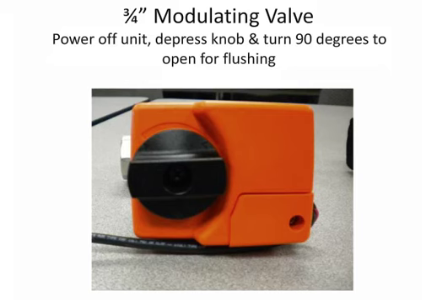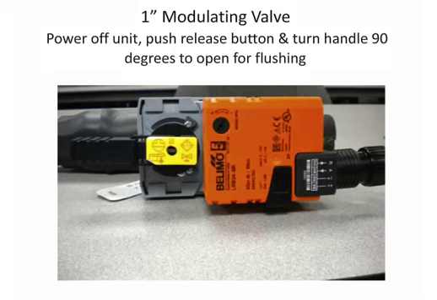So if you have our product with the internal modulating valve, you need to open up that valve. So power the unit off, depress the knob, turn it 90 degrees. That locks that valve open. Don't forget to close it when you're done, by the way.